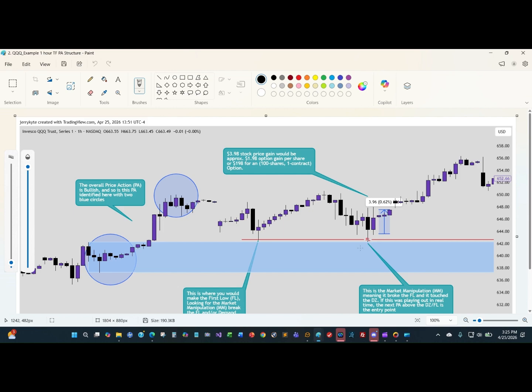Now sometimes it'll get down to this demand zone, it'll kind of bounce up and down a little bit inside, and then finally it'll come out. But that's what you're looking for, is for it to break away. Like here, now it came down, it touched it or broke through it, and then straight away it started rising.